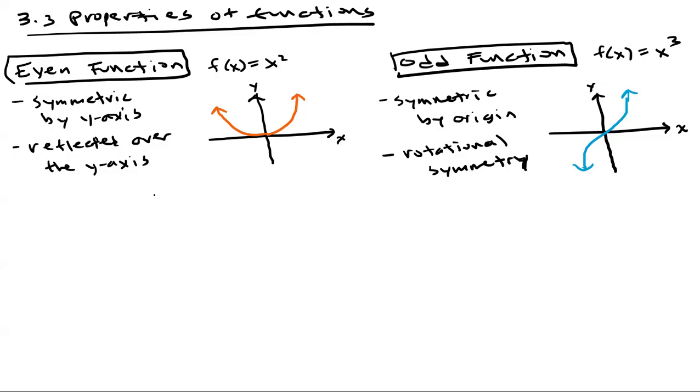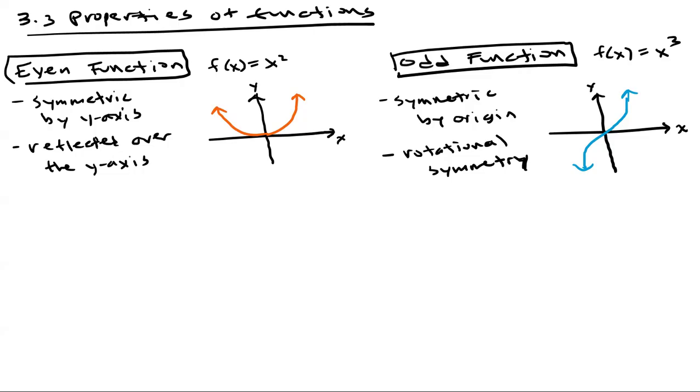It's symmetric by the y-axis. So another way to say that is it's reflected over the y-axis. So it's like looking in a mirror. The mirror is the y-axis, and each side is the same, right? So that's why they say it's symmetric by the y-axis, or it's reflected over the y-axis.